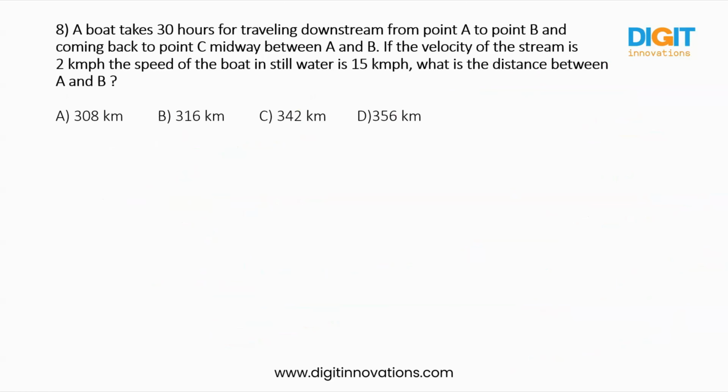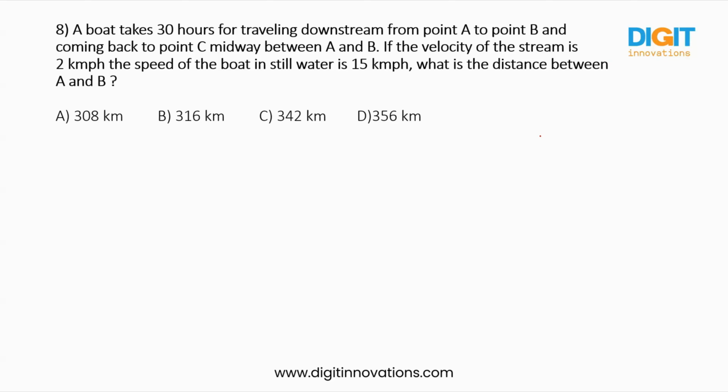A boat takes 30 hours for traveling downstream from point A to point B and coming back to point C, midway between A and B. If the velocity of the stream is 2 kilometers per hour, and the speed of the boat in still water is 15 kilometers per hour, what is the distance between A and B?